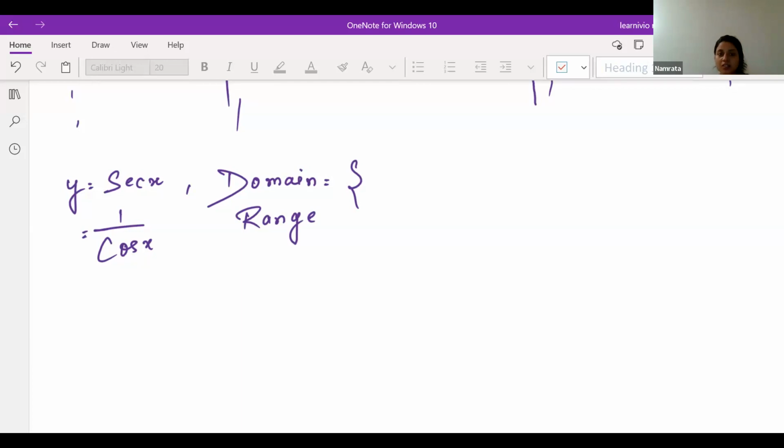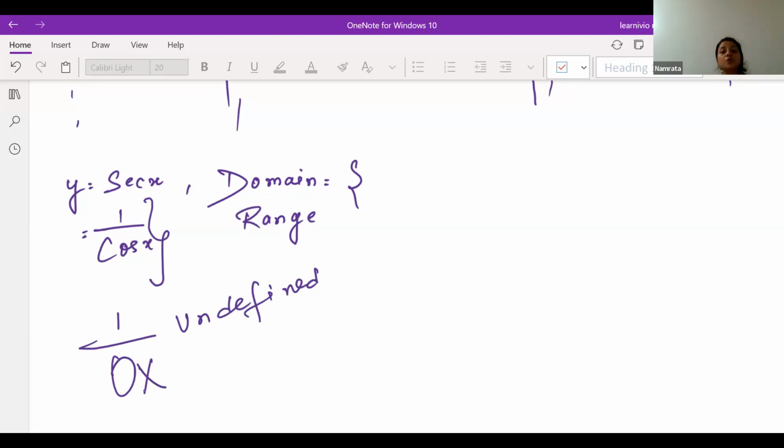Cos x is always 0 at odd multiples of pi by 2. So it's 0 at pi by 2, 3 pi by 2, 5 pi by 2, 7 pi by 2. At odd multiples of pi by 2, cosine will always be 0. And I said to you this function 1 by cos x, when you write 1 by 0, the function is undefined.